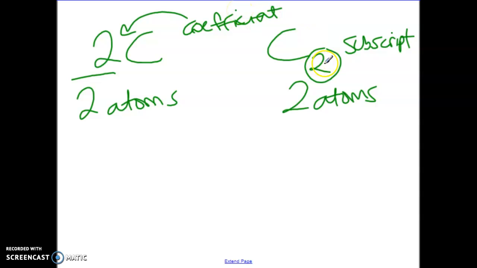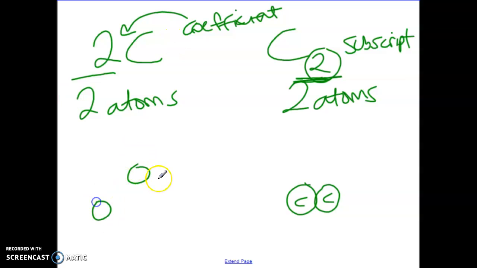Okay, so a subscript tells you how many atoms are actually chemically connected in that particle. So if I had C with a subscript 2, what that would mean is there are 2 carbons that are connected to each other. This is like C and a C. Okay? Now if I have a coefficient of 2 with the C, which is 1, that means I have 2 individual C's.